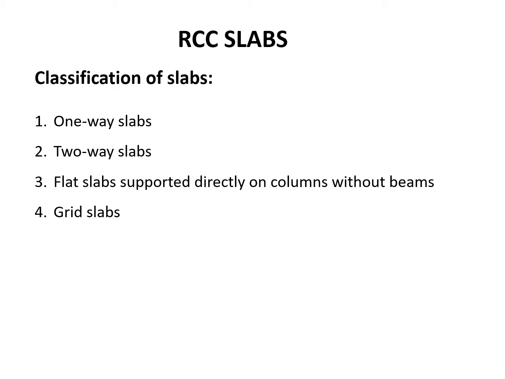Then there is grid slab, which you see in theaters. In theaters you don't want any column obstruction, so there is a grid slab, that is one beam supports the other beam. Analysis is complicated in that, but that's an example of grid slab. Then for water tanks and all, there are circular slabs and slabs of other shapes. For this course, you need to deal only with one-way and two-way slabs.